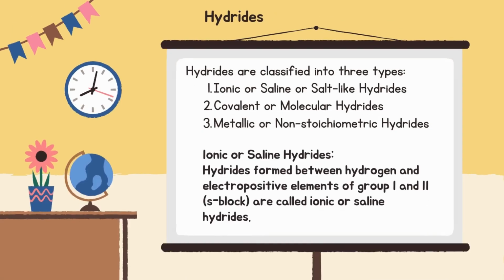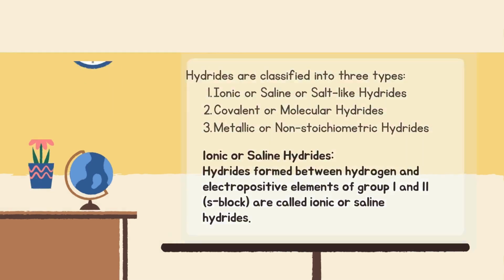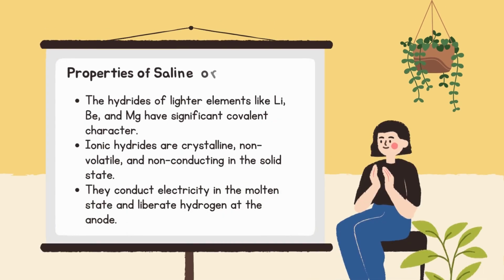Hydrides. Hydrides are classified into 3 types: ionic or saline or salt-like hydrides, covalent or molecular hydrides, and metallic or non-stoichiometric hydrides. First is ionic or saline hydrides. Hydrides formed between hydrogen and electropositive elements of group 1 and 2, s-block, are called ionic or saline hydrides. Properties of saline or ionic hydrides.